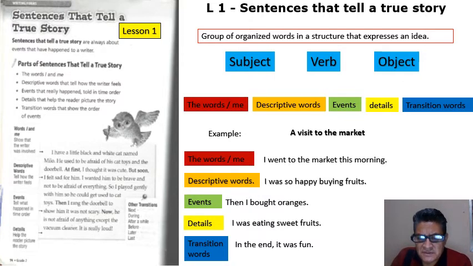sweet fruits. And then we have the transition words, which specify the times in a specific location, in this case, the market. So it closes my visit to the market. So it says, in the end, it was fun. So going to the market is not boring. It's interesting and it's fun. Let's keep on checking more information about this.